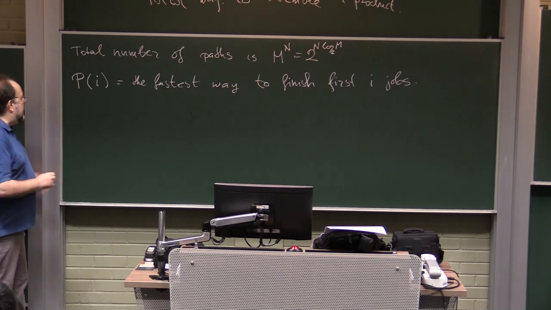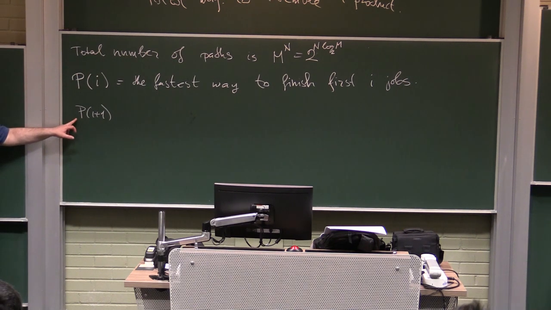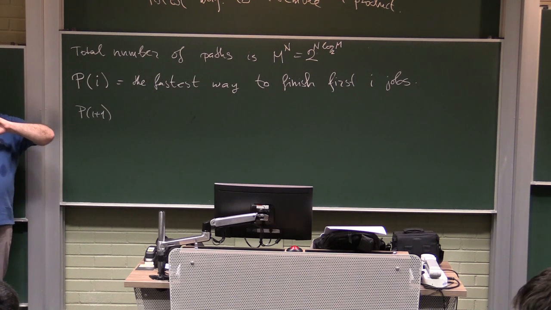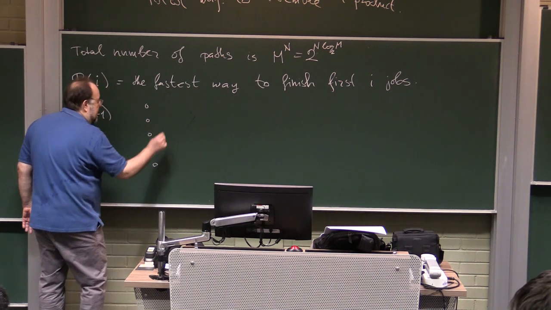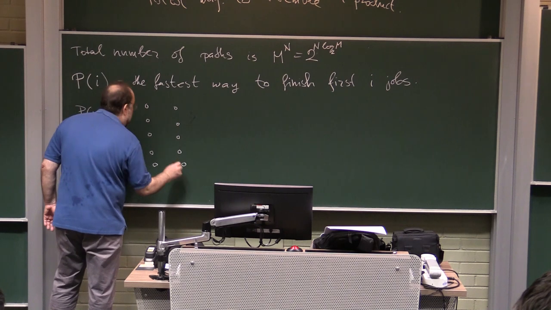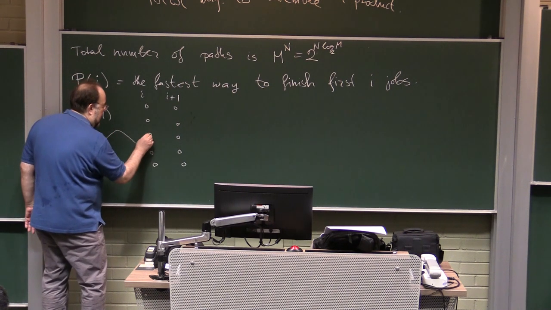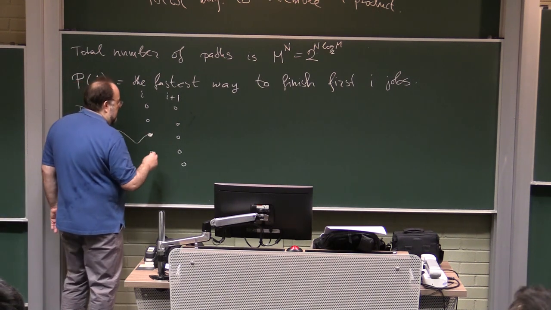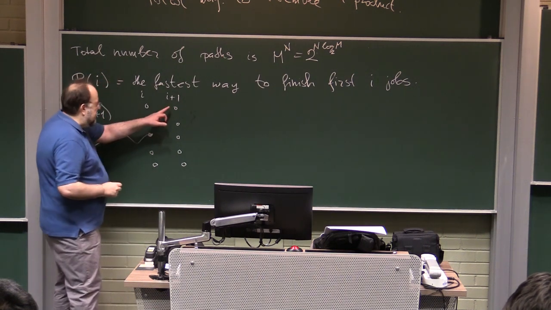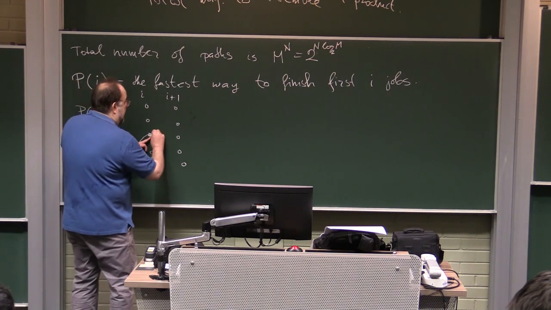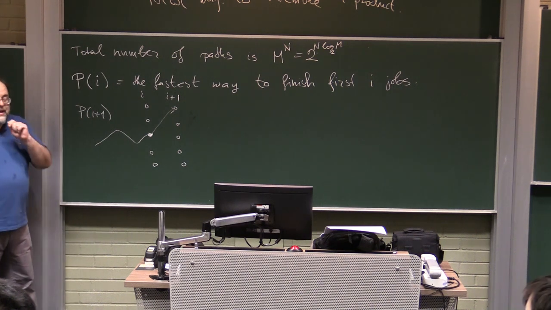Is it true that P of I plus 1 is obtained from PI? No. Why is this not the case? I don't know which station it finished, which line. Right, because the problem here is this. Say you consider the jobs I and I plus 1, and say the optimal trajectory up to stage I is this. Then you simply see what is the fastest way to move to station I plus 1. So you would look at the minimum of transportation time plus time to finish here and take a minimum. Is this a correct recursion?